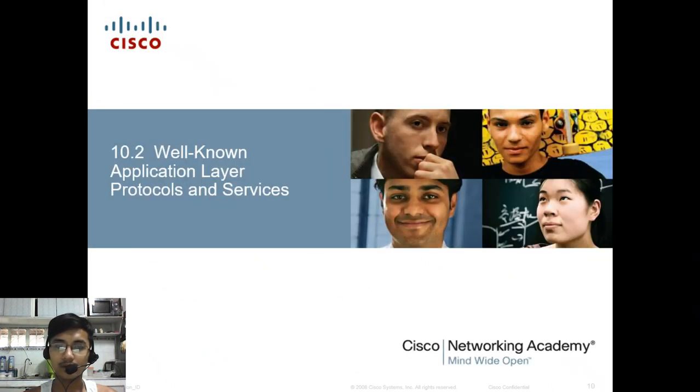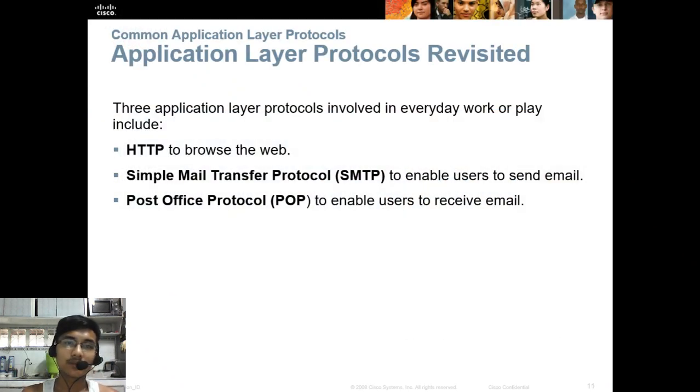Well-known application layer protocols and services. Application layer protocols revisited. Three application layer protocols involved in everyday work or play include HTTP to browse the web, Simple Mail Transfer Protocol (SMTP) to enable users to send email, and Post Office Protocol to enable users to receive email.